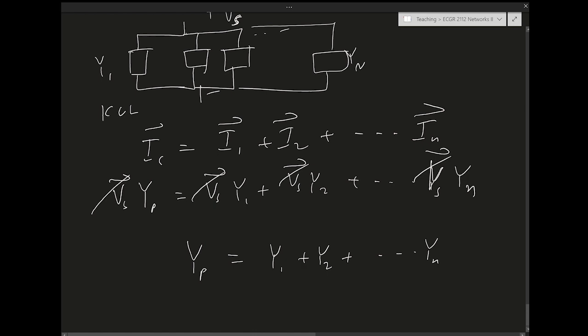So if we have a parallel connection of admittances, we just sum them up. In the case of impedances, if we have a series connection of impedances, we just sum them up. For the other form, for impedances, if we have a parallel connection, we sum up the inverses. For admittances, if we have a series connection, we sum up the inverses.